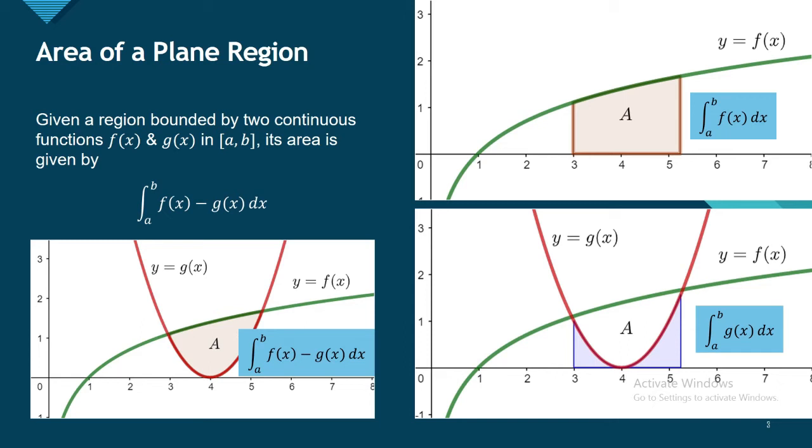Now, if our functions are not above the x-axis, or not above the horizontal axis, we will have to do some adjustments. This way of integration is done when our functions are above the horizontal axis, which means they are positive. If they are below, we must make some adjustments, and I will devote a separate recorded lecture on that.